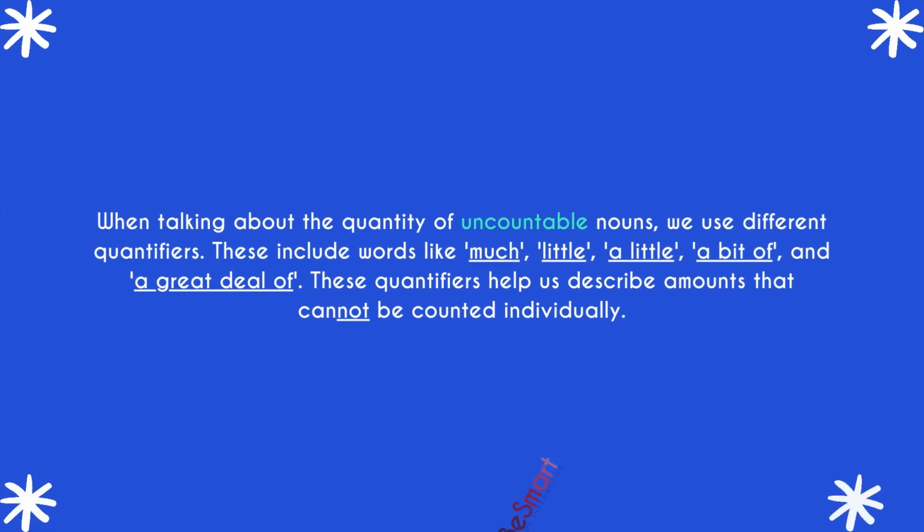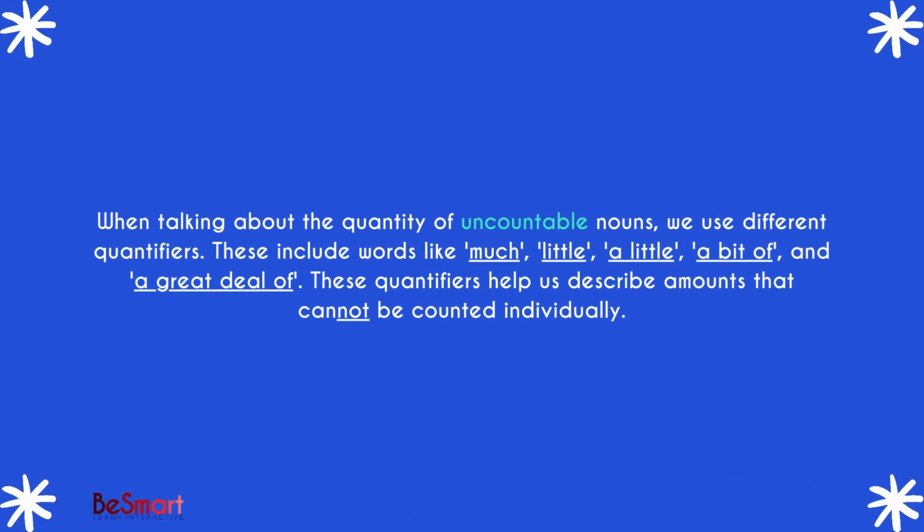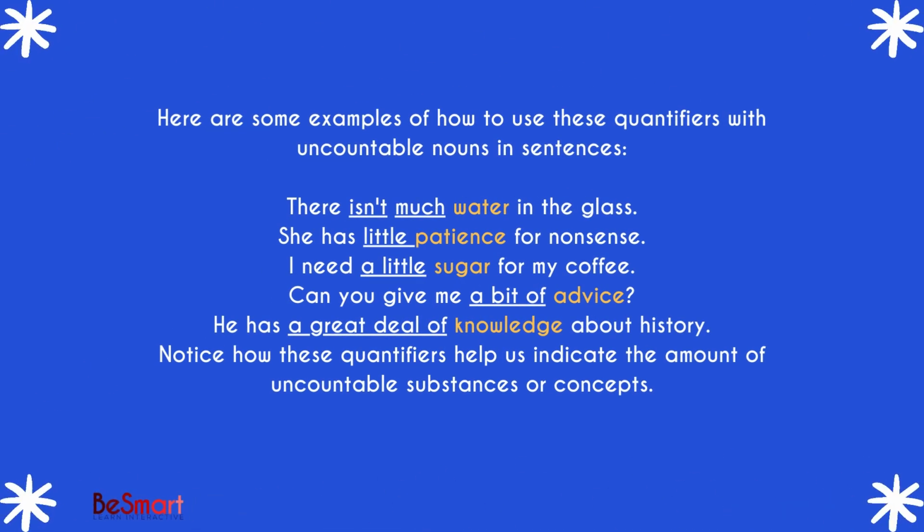When talking about the quantity of uncountable nouns, we use different quantifiers. These include words like much, little, a bit of, and a great deal of. These quantifiers help us describe amounts that cannot be counted individually. Here are some examples of how to use these quantifiers with uncountable nouns in sentences.